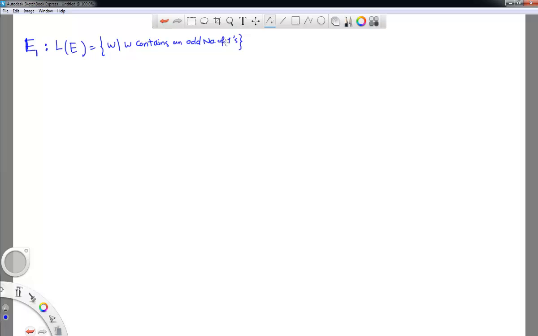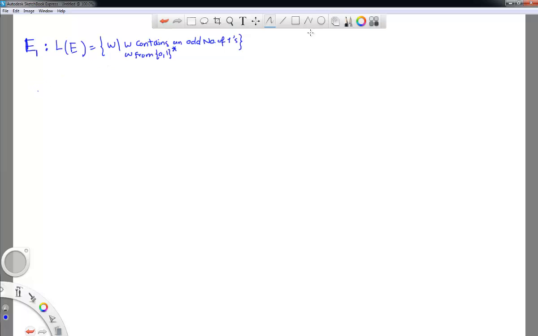So this is the finite automaton that we want to design. We're given a language of all the strings that contain an odd number of ones. And, of course, w is from the set {0,1}*, which is all of the strings that can be produced from the alphabet {0,1}.